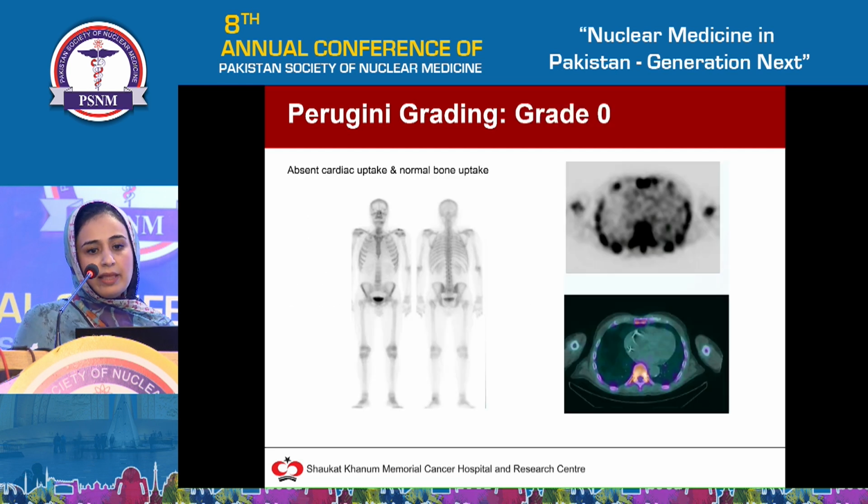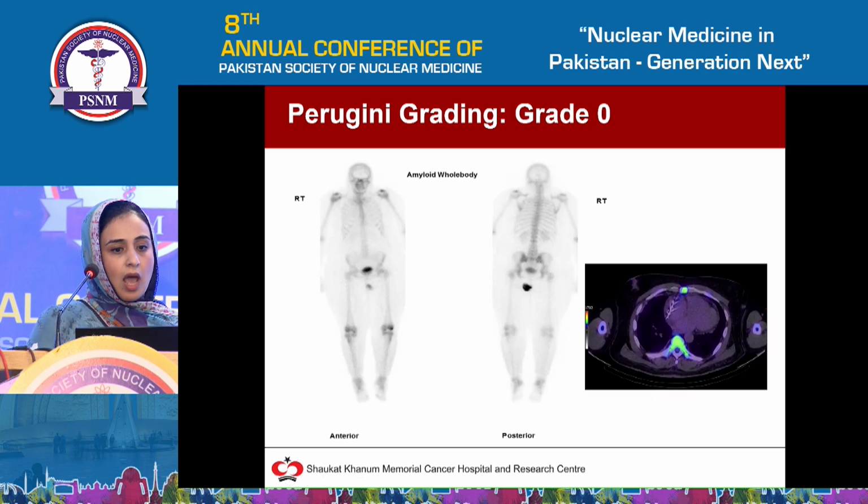So, a few cases as examples. Grade 0: you can see there is no uptake in the heart, and there is normal bone uptake. So this would be grade 0, a negative study. Another example: we would tend to do SPECT CT in these patients to see if there's anything at all on the SPECT CT images in the myocardium, to confirm they are negative.